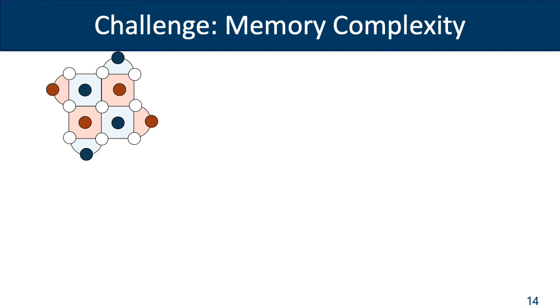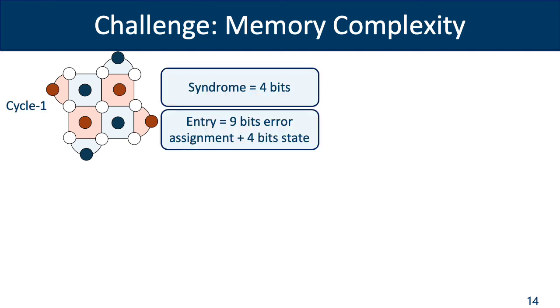Suppose we have this distance 3 surface code and we are only interested in one of the tables. Let's consider only a single round of syndrome. We have 4 bits of syndrome, and each entry comprises 9 bits of error assignment data because there are 9 data qubits, and 4 bits of state information required for the decoder operations. So we will need a table with 16 entries and 13 bits per entry.